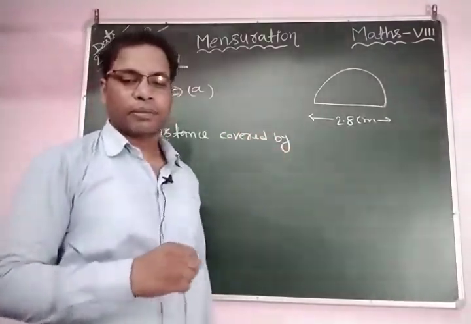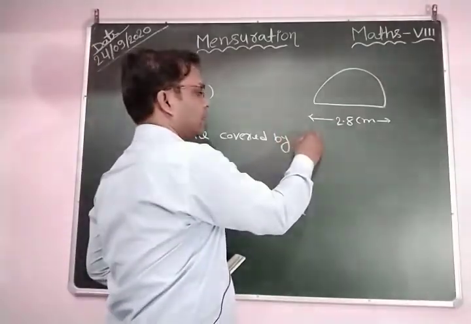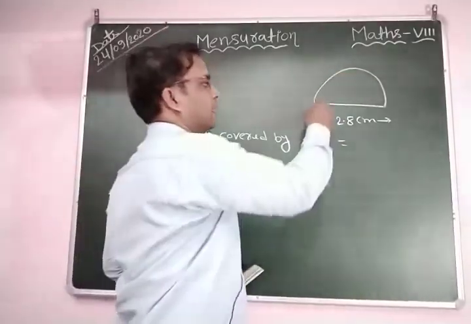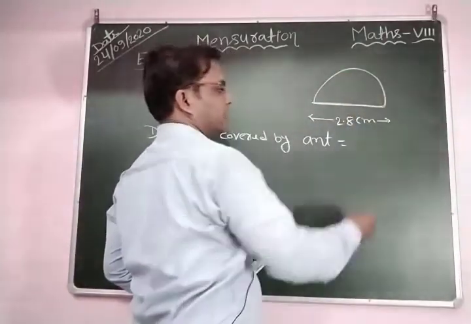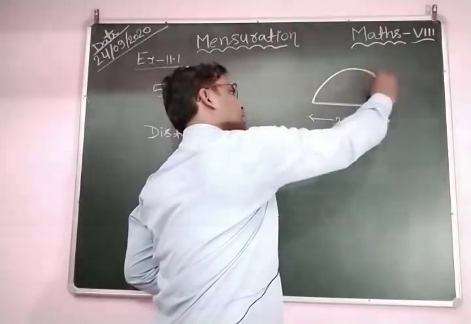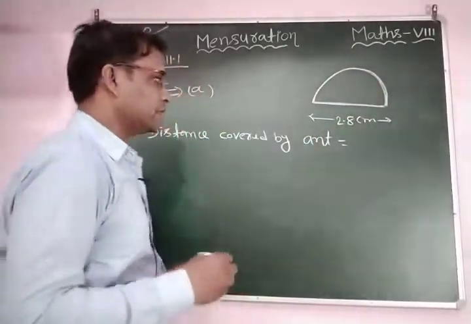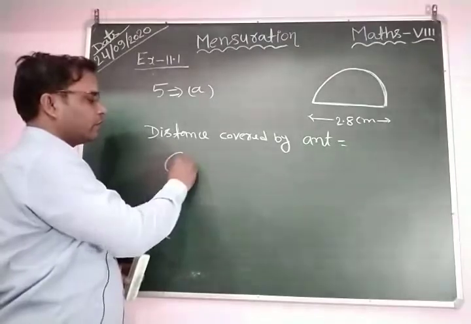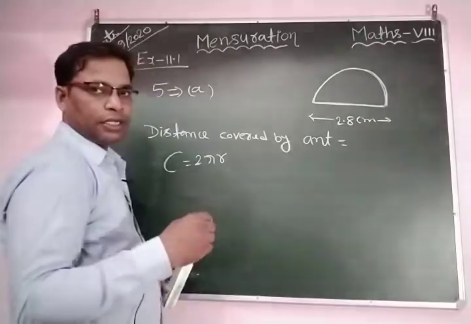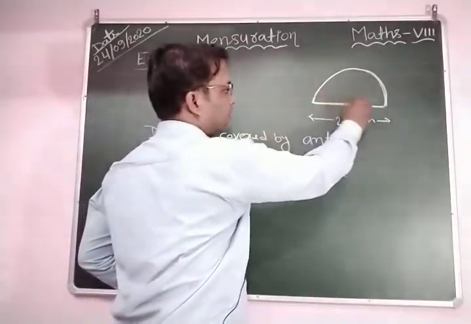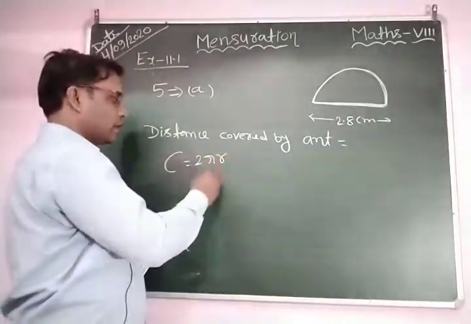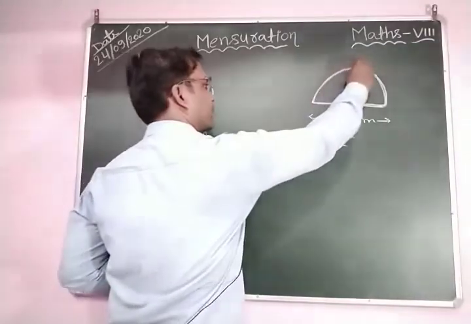The distance covered by the ant is equal to, here you can see this is a semicircle and this is the diameter. The circumference of a circle is 2 pi r, but here this is a semicircle with the diameter also. So the perimeter of this figure is pi r plus diameter.